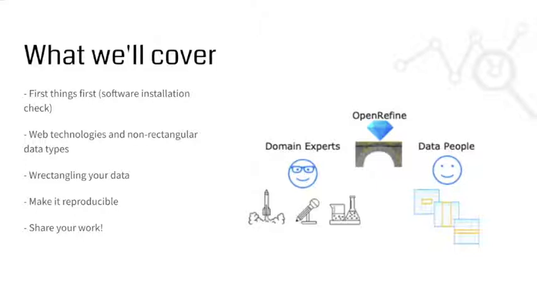But the first things we're going to talk about are these web technologies that are non-rectangular, meaning they're not spreadsheet data objects. We're going to talk about how you get those data objects into something that you can feed into statistical software or visualization software, so that you can make an application, a dashboard, or just a visualization or a map for your article. How you can make these things reproducible, how you can script them, and then of course how you can share your work.